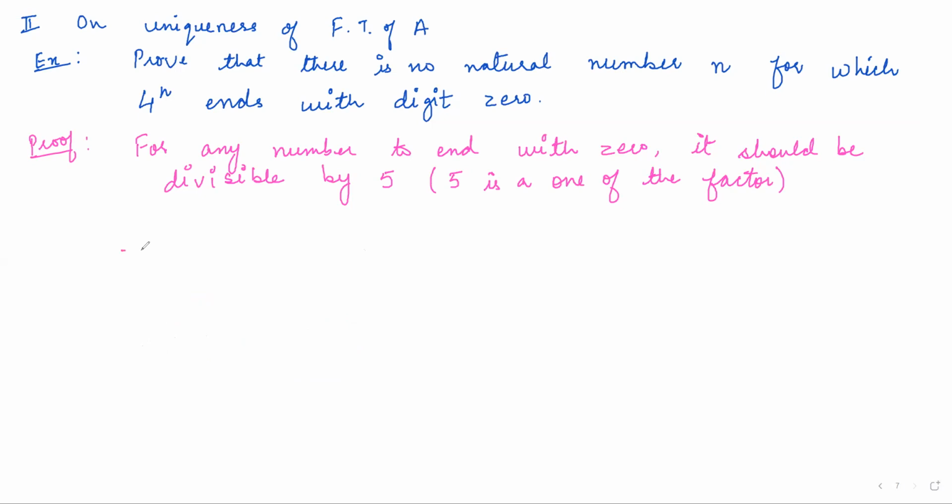But if I write 4 to the power n, right? So 4 can be prime factorized as 2 into 2, so 2 into 2 to the power n. That's the only prime factorization. Yes, ma'am. Or I can write it like this, 2 to the power 2 into n, or you can write 2 to the power 2n. Right. So you can see there's no 5 here, right? Yes, ma'am. Look at this only. So you can see there is no factor of 5 here.